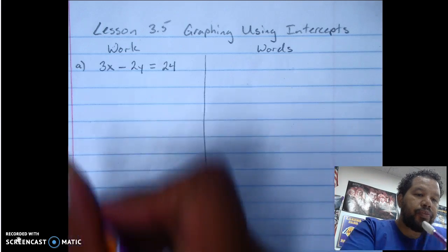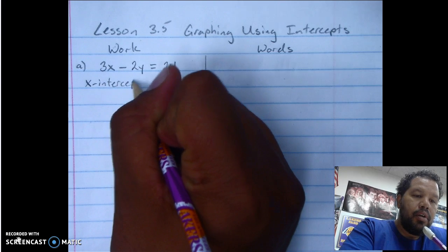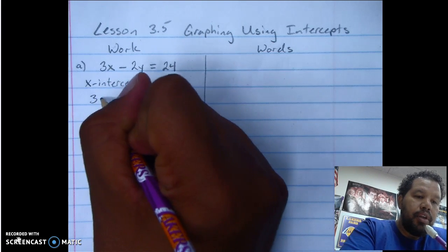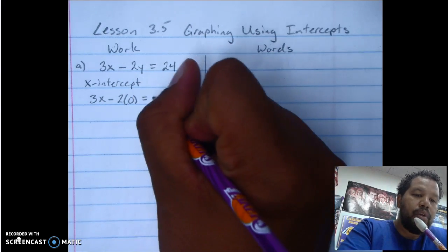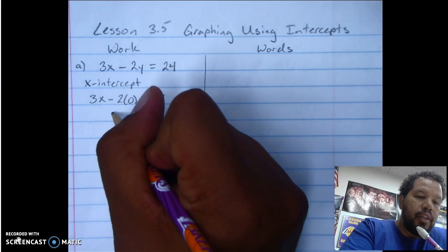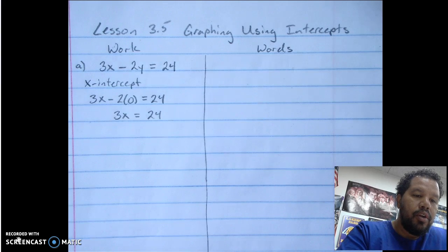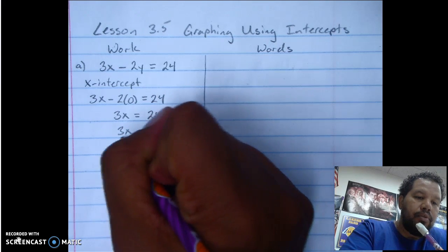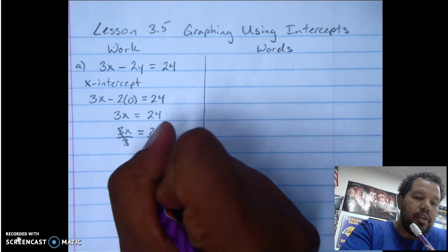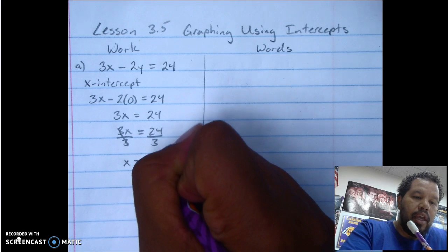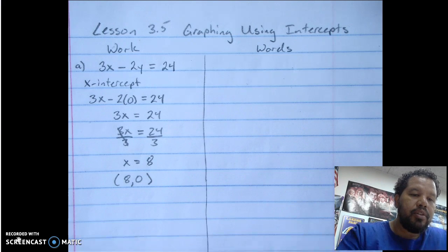So here we go. I have the x-intercept, and I'm going to get 3x minus 2 times 0 equals 24. Then I get 3x equals 24. And then I'm going to divide both sides by 3 to get x equals 8. Therefore, I get 8, 0.